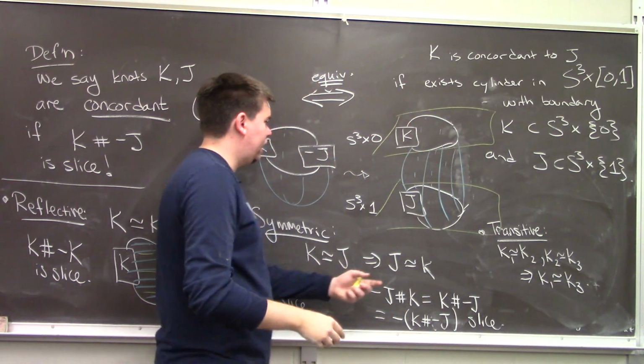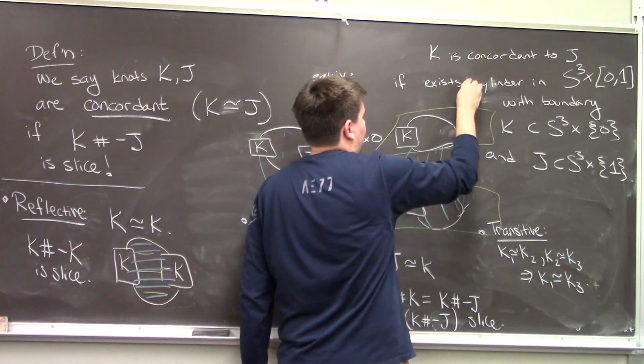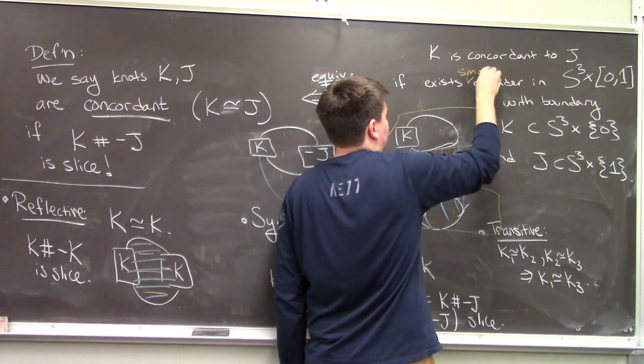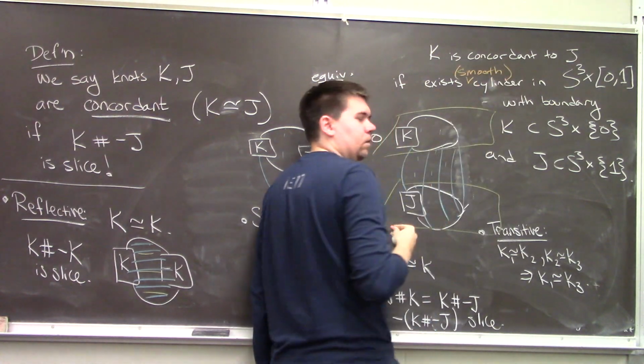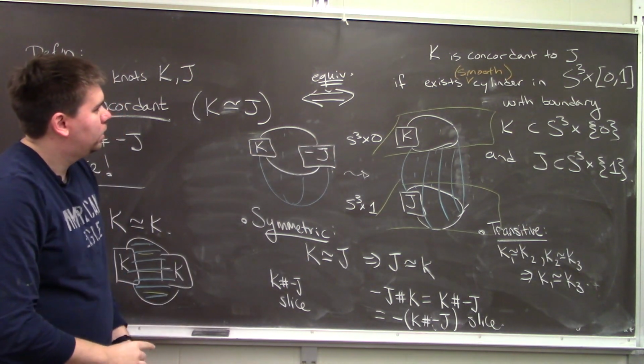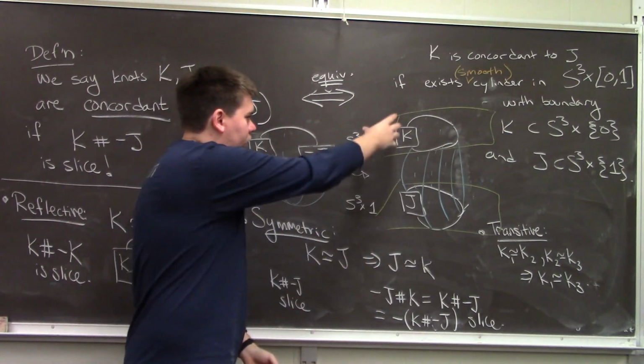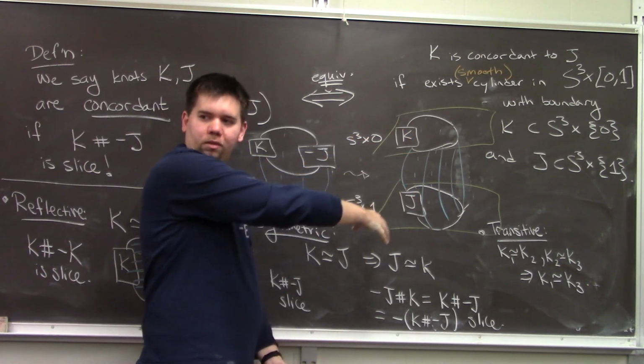And remember how the disk had to be nice and smooth to avoid singularities? I should probably have some word in here like there exists a smooth cylinder. Yeah, that's right. We want to avoid those singularities of things pinching. So that's what it means for two things to be concordant. There's a cylinder that co-bounds it passing through this 4th dimension.